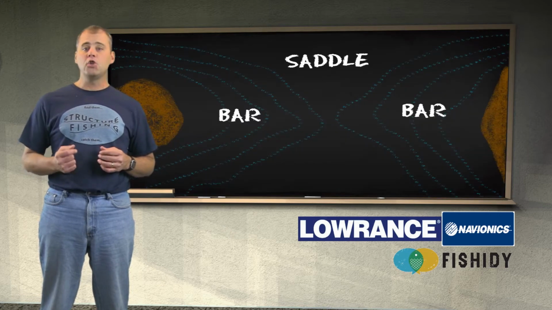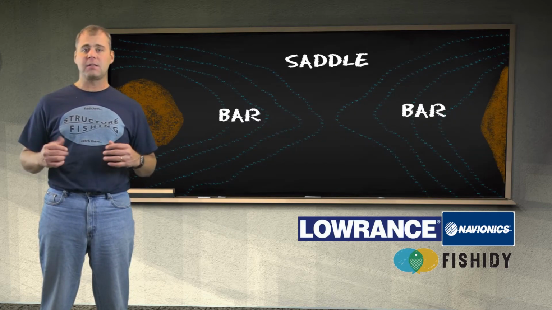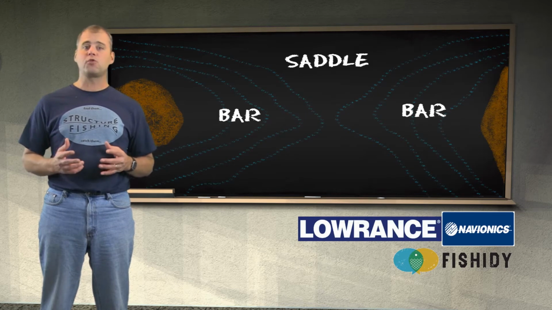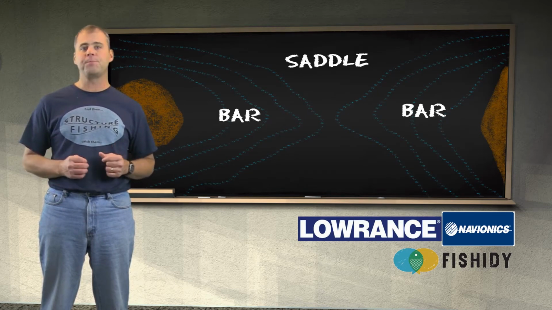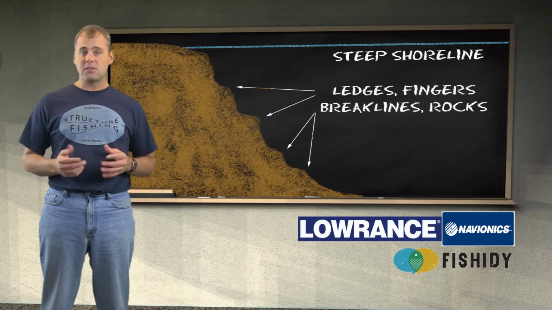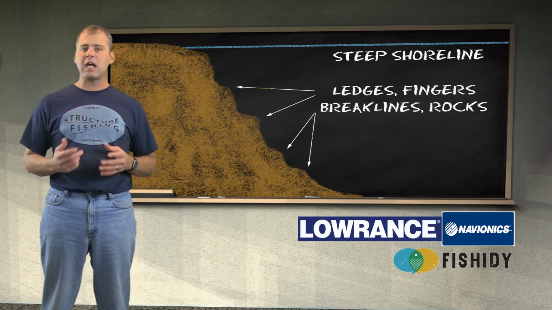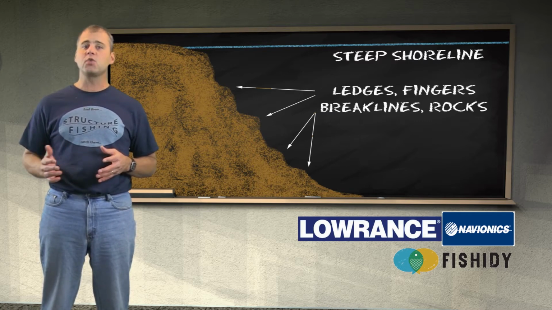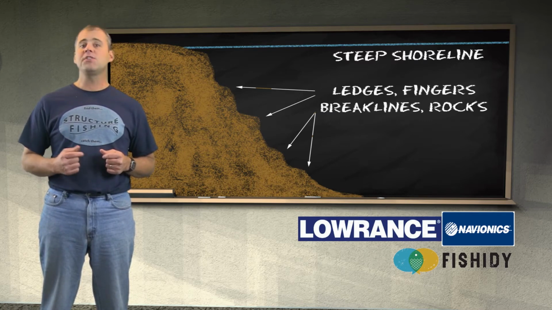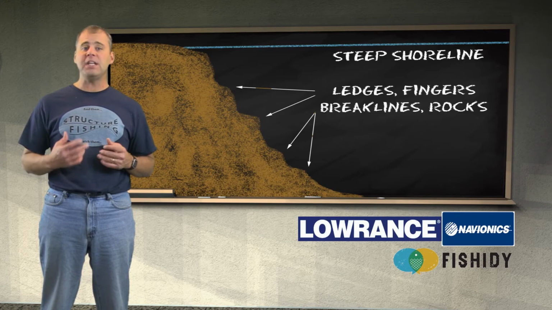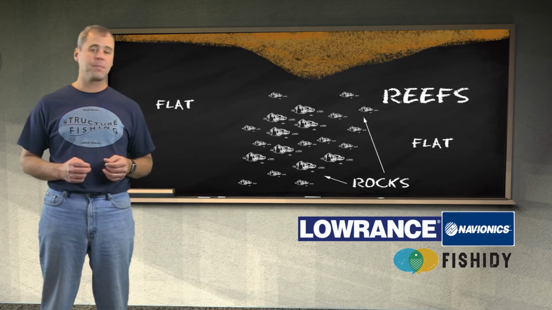Saddles are usually created when two bars connect. Saddles can be highly productive structures, especially if associated with break lines in the deeper water. Steep shorelines are structure situations that are used during the colder seasons. They are commonly found in reservoirs where the channel swings in close to the shore. This type of structure gives a fish immediate access to deep water.